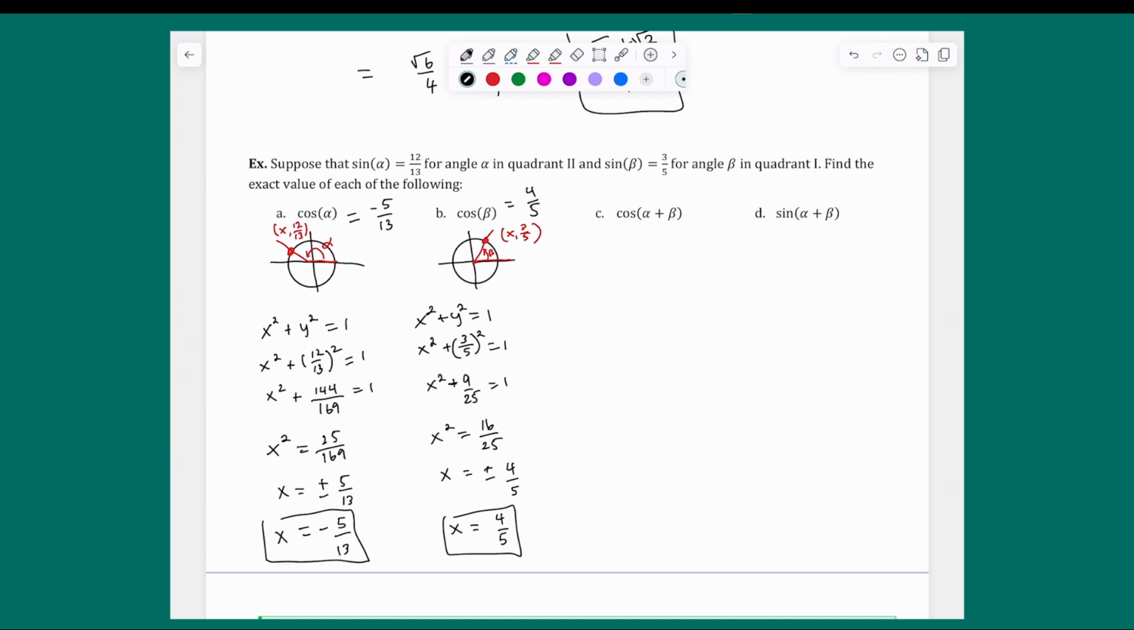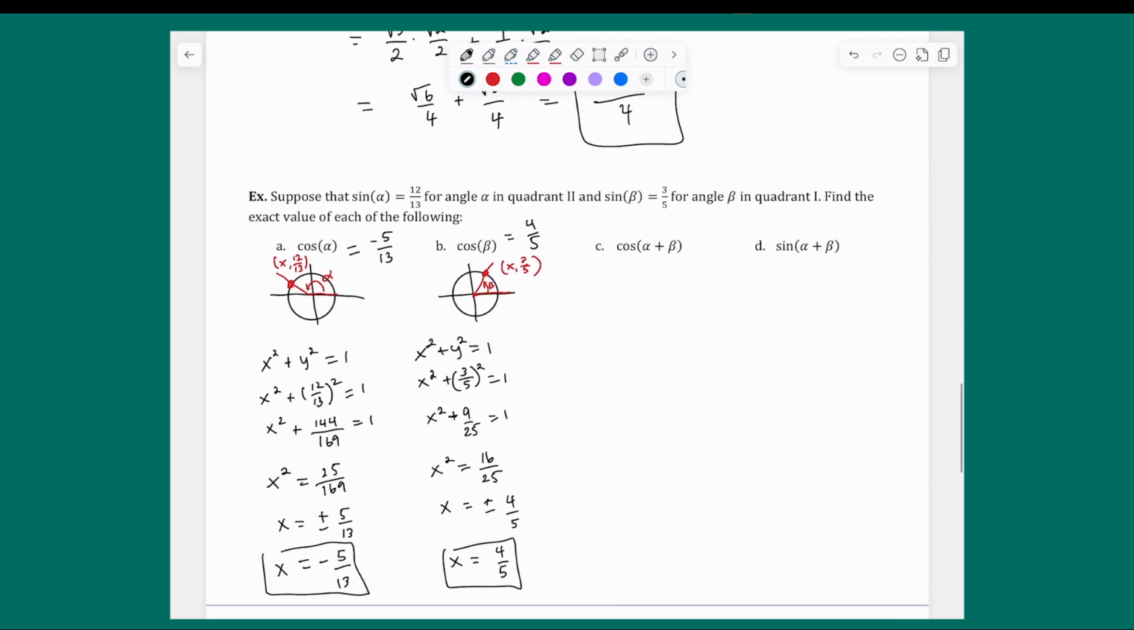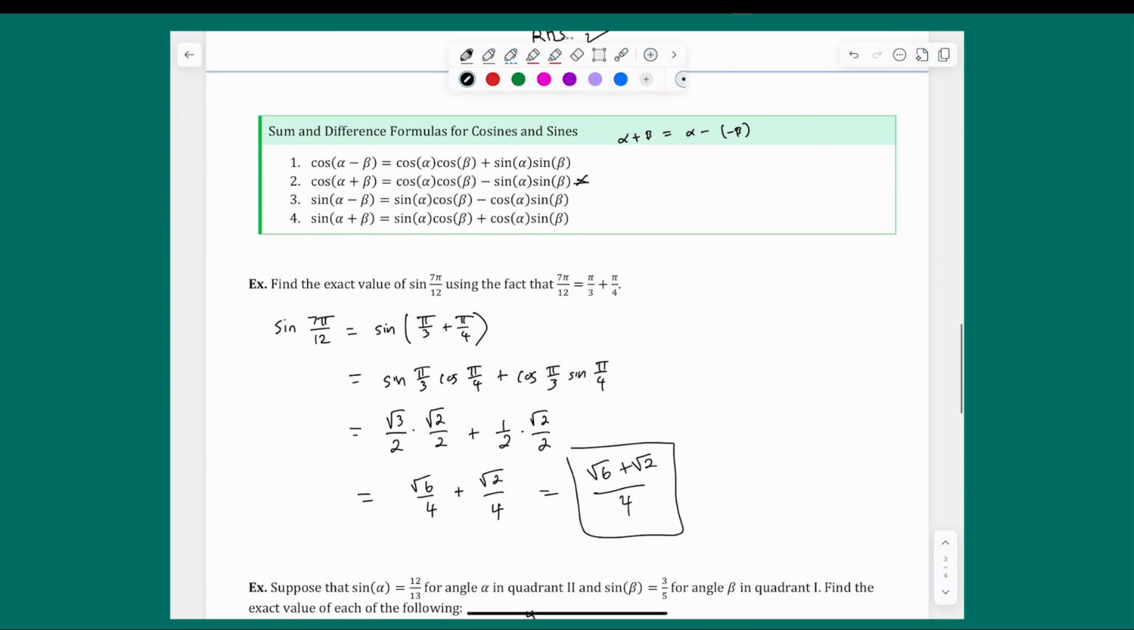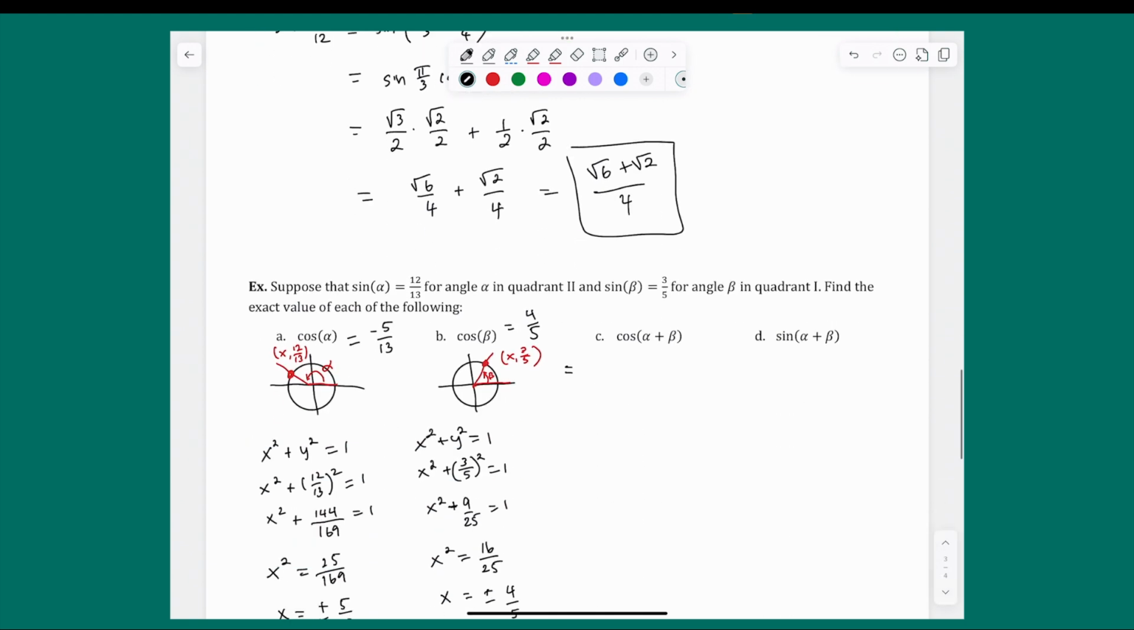Okay, so for part C here, we're actually finding cosine of alpha plus beta. So we're going to use our identities, the sum of two angles identity for cosine. So we know from the table over here that cosine of alpha plus beta is equal to cosine of alpha times cosine of beta minus sine of alpha times sine of beta. So we would get cosine of alpha times cosine of beta minus sine of alpha times sine of beta.